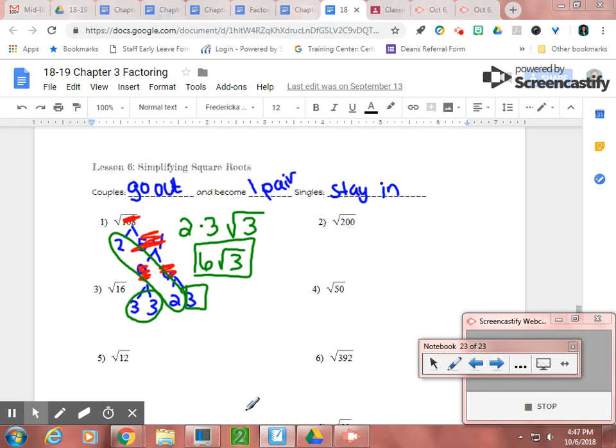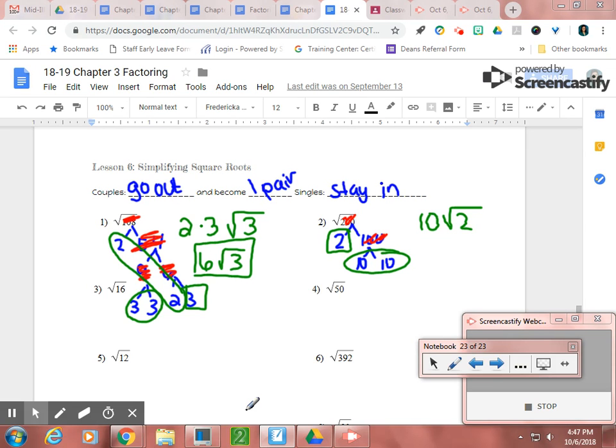Okay, so same thing here. Making a factor tree of 200. So 2 and 100, 10 and 10. I could keep branching my 10 and 10 off, but I know that that's a couple. So I'm going to take them as a couple, and they're going to go out. And then my 2 is single, and I branched off the 100, and I branched off the 200, so that's all that I have left for this.